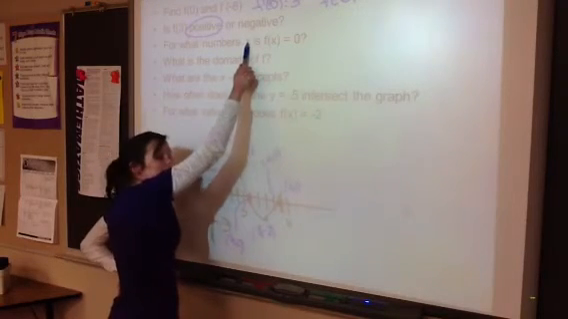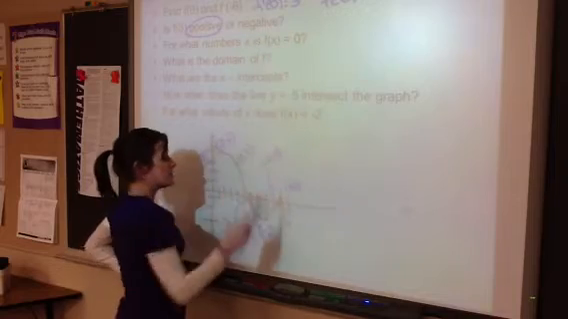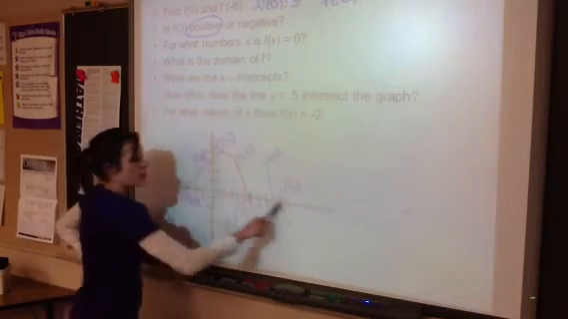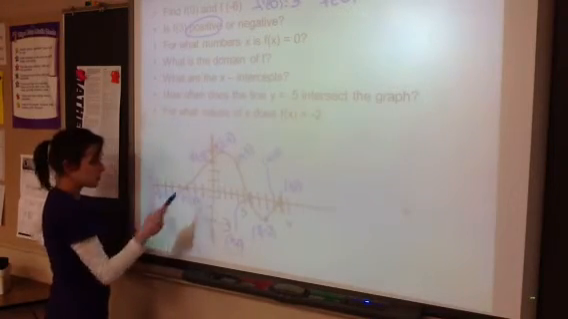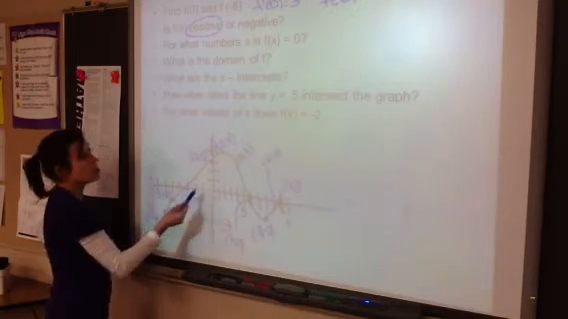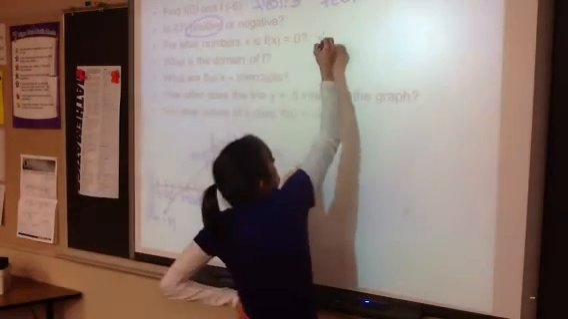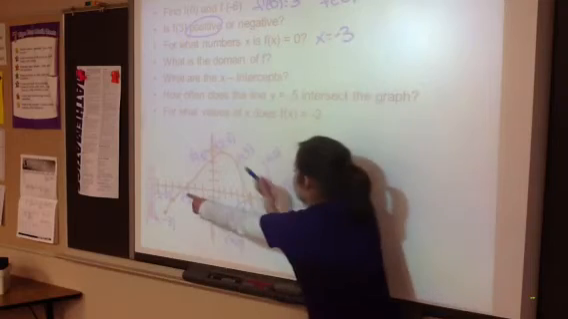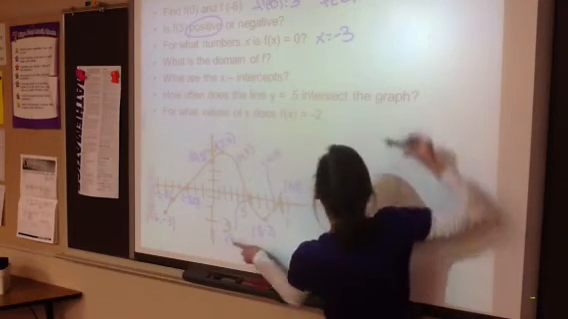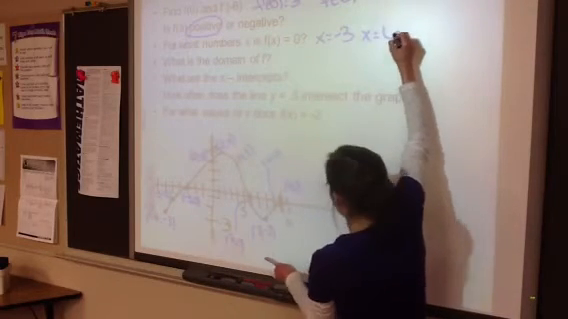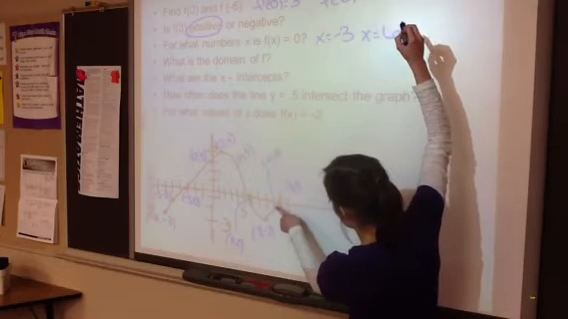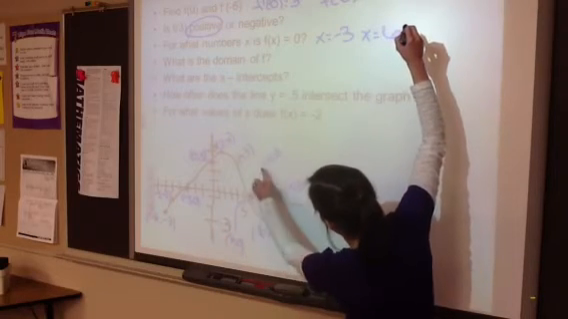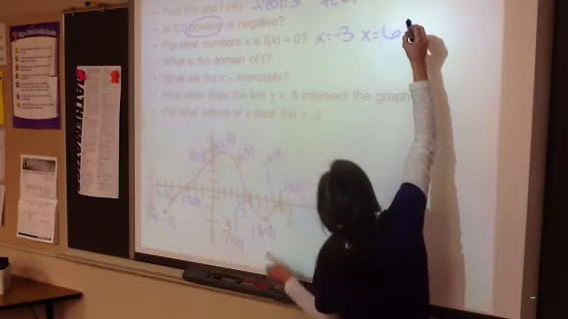So this is asking for what numbers of x is f of x equal to 0. So they want to know the x values this time if y is 0. Well, y is 0 along the x-axis, so we're going to list those ordered pairs. So we have x equals negative 3 is our first one right there. We have this one right here when x is 6. And we have this last one when x is 10.